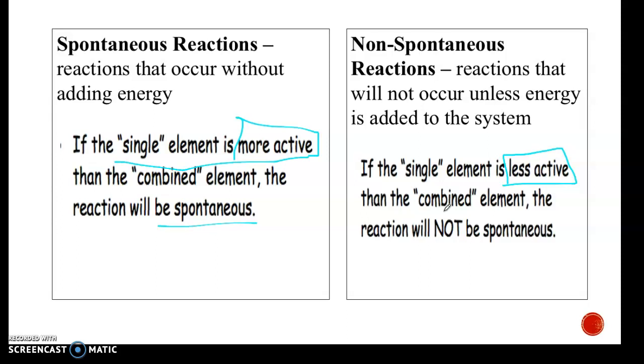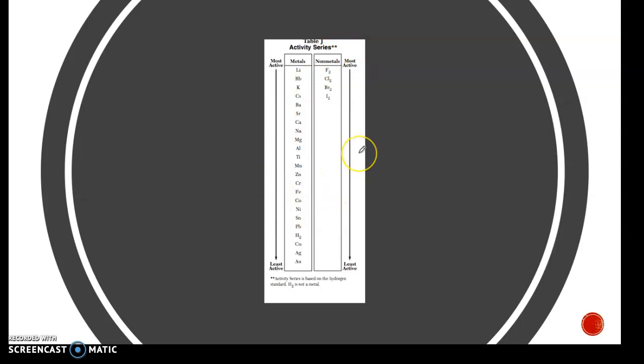Well, how do we figure this out? By using table J, like I just said. So this is table J. It's a little small, I know. Go ahead and turn to page 4 or page 5 of your reference table. It's known as the activity series. Table J gives you a list of metals and nonmetals, organized from most active to least active. So that's what that definition meant. If one of the elements is more active than the combined element, then it's spontaneous. If it's not, it's non-spontaneous.